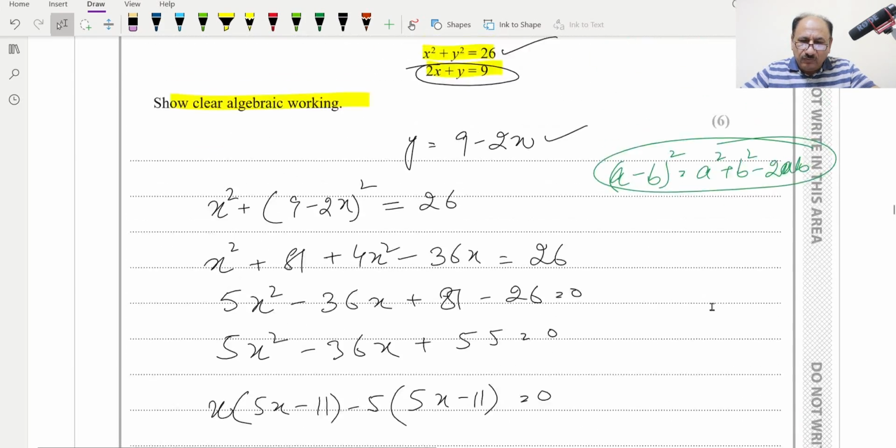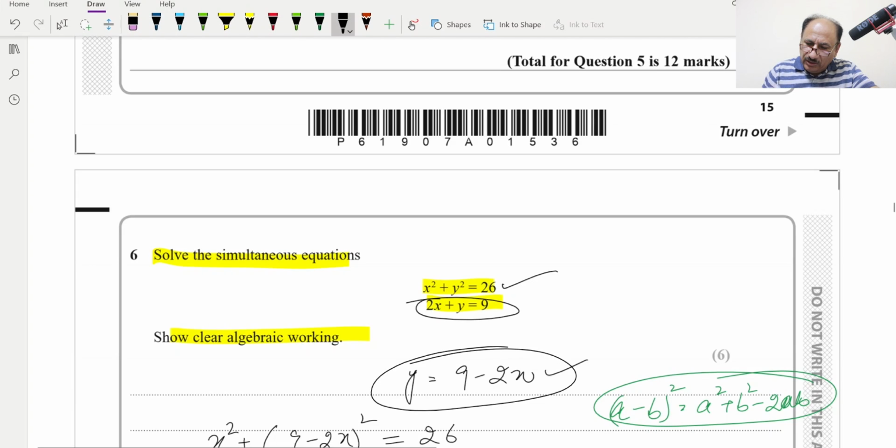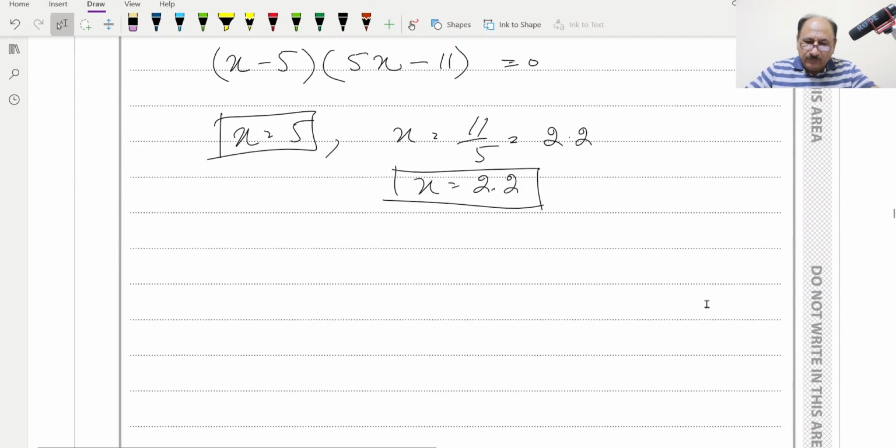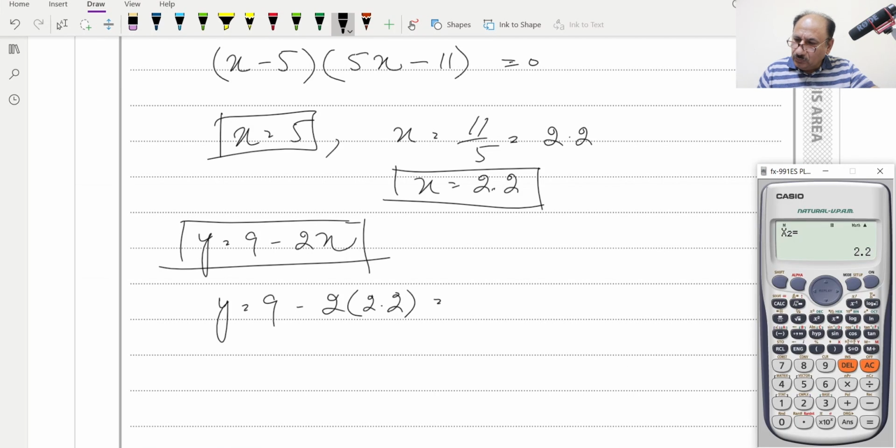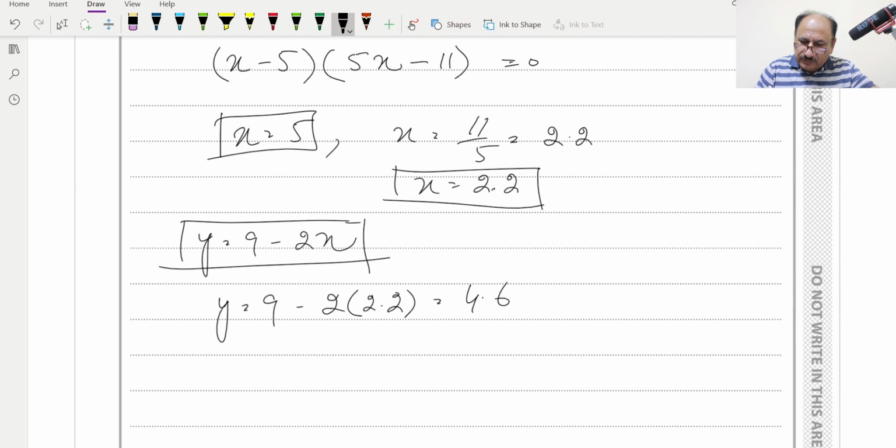Now these values we will be replacing in this equation, which is y is equal to 9 minus 2x. So we can write y is equal to 9 minus 2x, and this equation will be helping us to find the value of y. y is equal to 9 minus 2 into 2.2, and this will be equal to 9 minus 2 into 2.2, and this will be equal to 4.6. So y value is 4.6, so y is equal to 4.6.